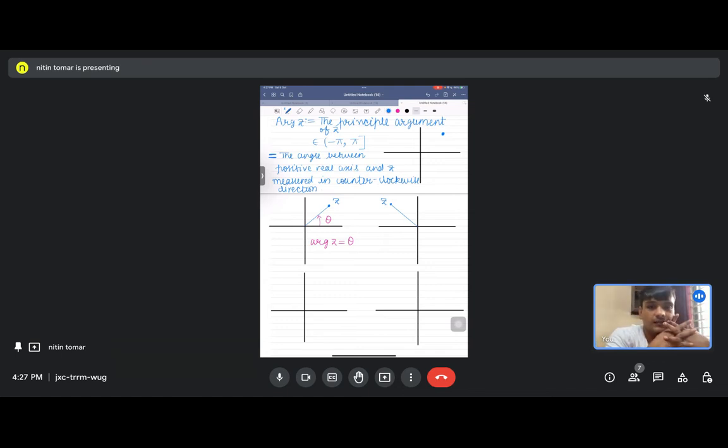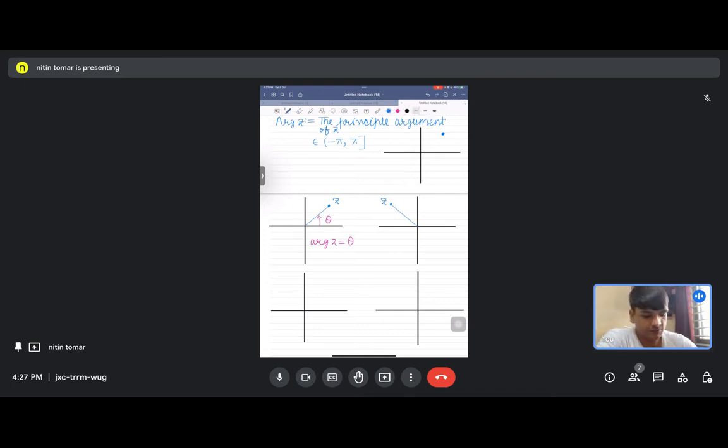What should be the angle? It lies between minus pi to pi. So this definition that we wrote is for 0 to 2 pi. This is no longer true for minus pi to pi. That is what I was trying to tell when you said this definition.